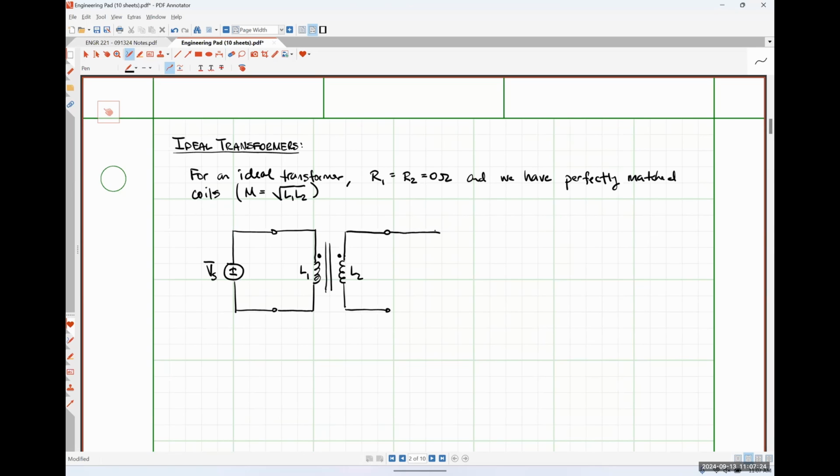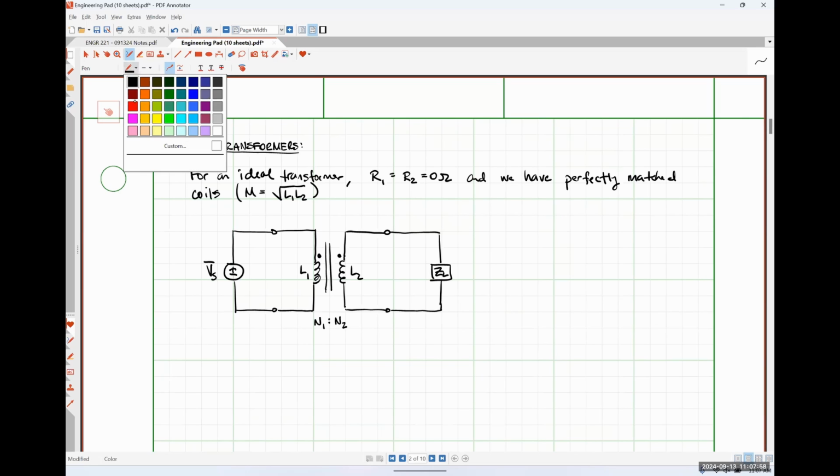Over on the right-hand side here, I'm going to affix some particular load impedance, which I'm just going to call ZL. And I'm going to indicate here on the figure that coil 1 has N1 turns and coil 2 has N2 turns, and you'll usually see this with a colon in the middle of it, which is going to be related to what's called our turns ratio, and I will define that in just a moment.